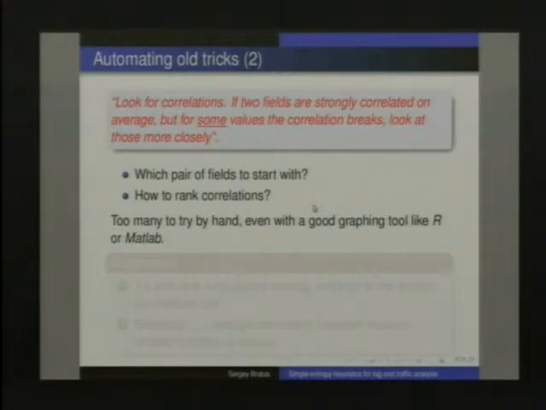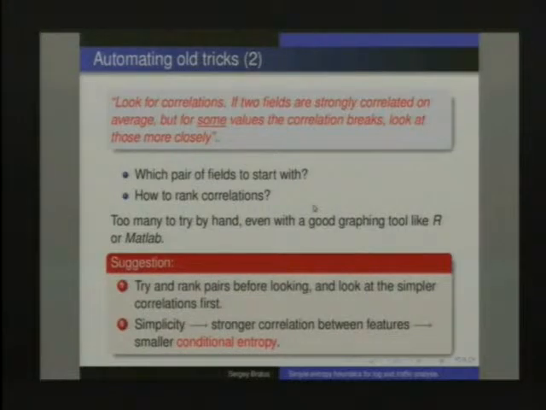Which pair of fields to start with? Where to look for correlation? How to rank those correlations? Too many to try by hand, even if you have R or MATLAB. And so the answer will be conditional entropy.